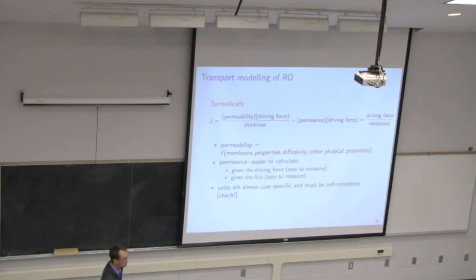In SI units, there are only two ways of expressing permeance: either in mass when J is a mass flux, or in volumetric flux. Now, that's in our course, but this is not the last time you're going to see reverse osmosis. When you look at literature, especially in US literature, the driving force and permeance will be given in different units.